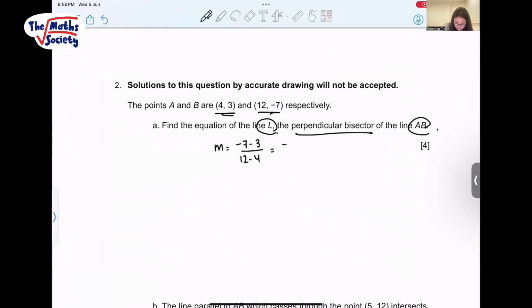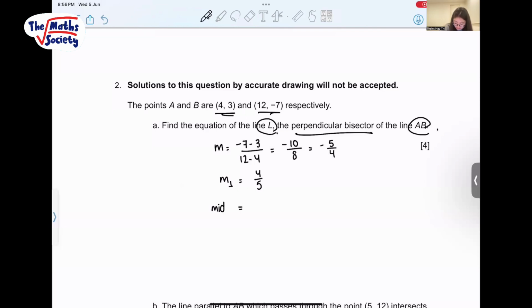So it's going to be minus 10 by 12 minus 4, which is 8. So you have minus 5 by 4, and it says perpendicular, so we just flip it. So it's going to be 4 by 5. And then we find the midpoint again as well.